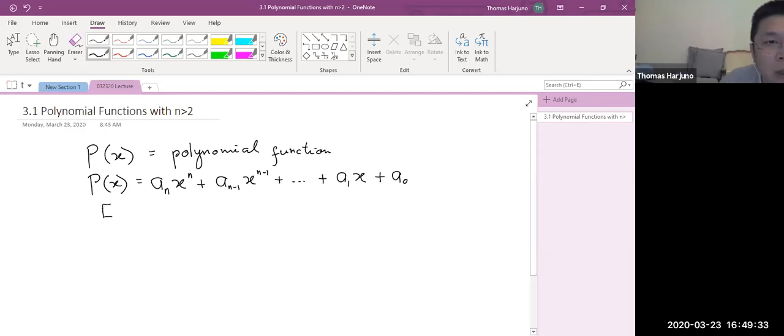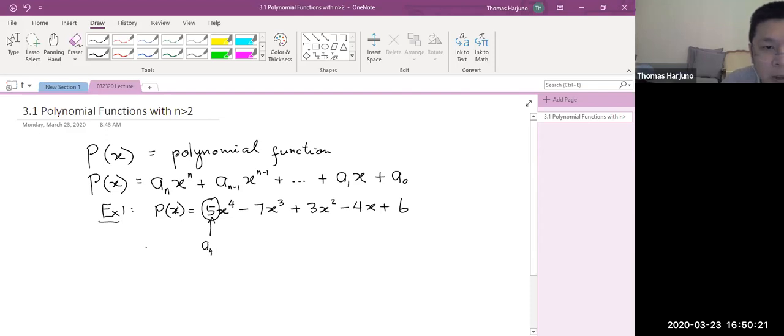Okay, let's say for example I have this polynomial P(x) equals 5x to the 4 minus 7x cubed plus 3x squared minus 4x plus 6. This is a polynomial. Now, the leading coefficient is the coefficient of the term with highest degree. This is our a subscript 4. Because n equals 4, this polynomial has degree 4, and the leading coefficient is 5.